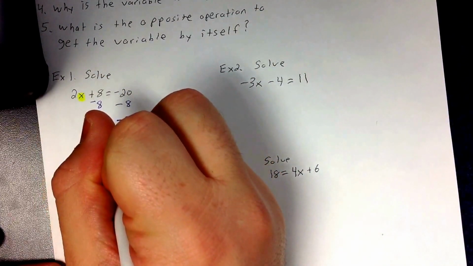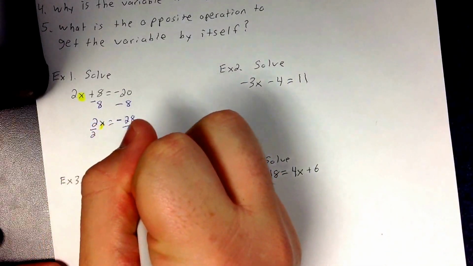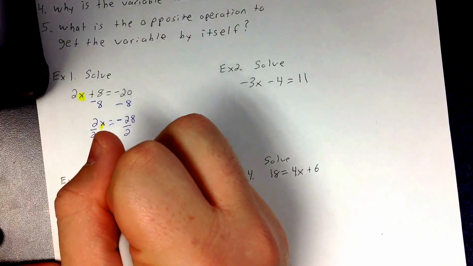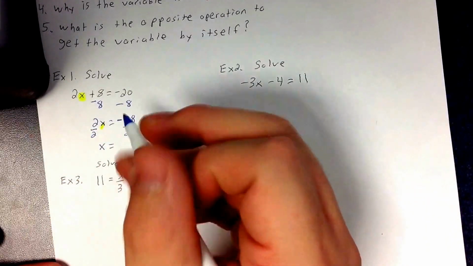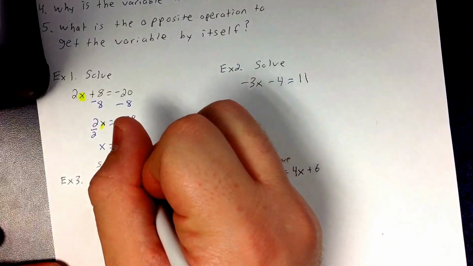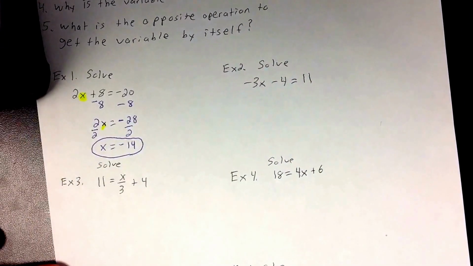So this means 2 times x. So I got to divide both sides by 2. 2 divided by 2 is 1x. Now, negative divided by a positive is a negative. 28 divided by 2 is 14. So x equals negative 14.